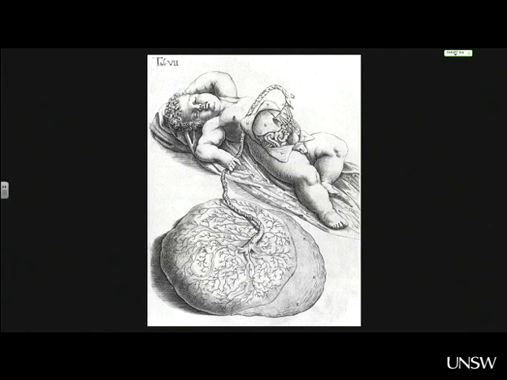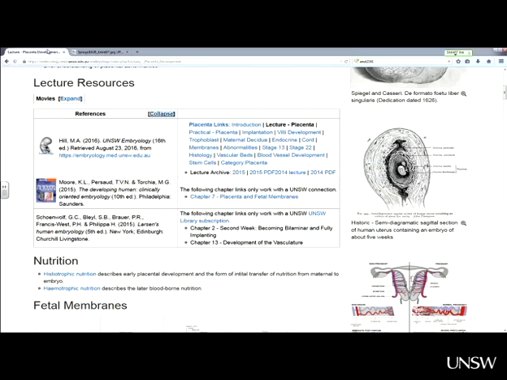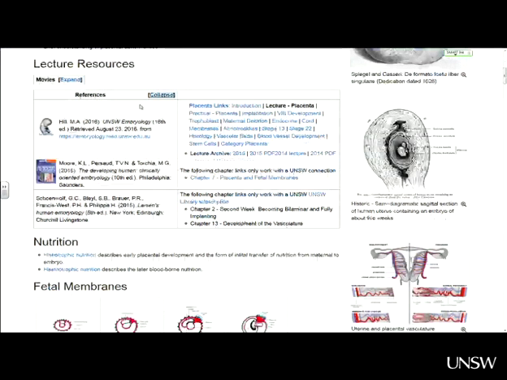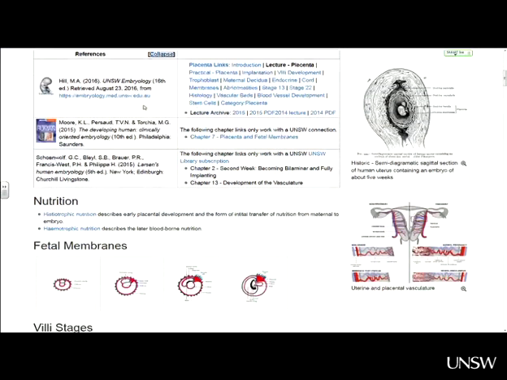You'll notice that it's demonstrated the cord as being a twisted structure, and that on the fetal surface of the placenta we can see a spreading of the vasculature over the fetal surface, and on the other side the maternal surface. So an extremely accurate drawing from quite some time ago, 1600s.